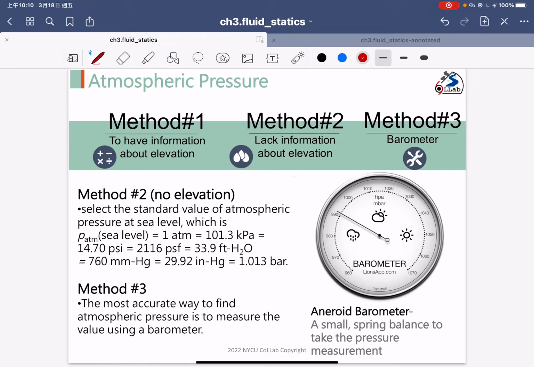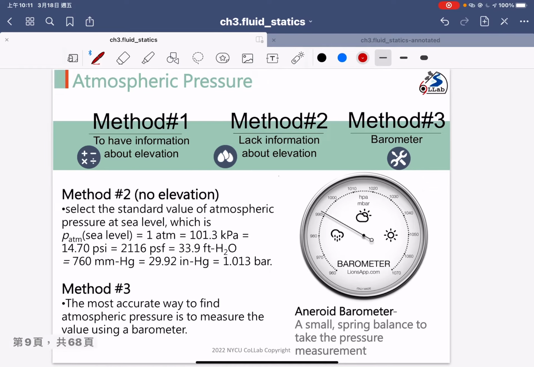Okay, so on Wednesday, I introduced the three methods. How can we have the pressures? And then I emphasize the most important thing: you need to know the elevations at your locations. If you don't know the altitude, you cannot have the pressure accurately.